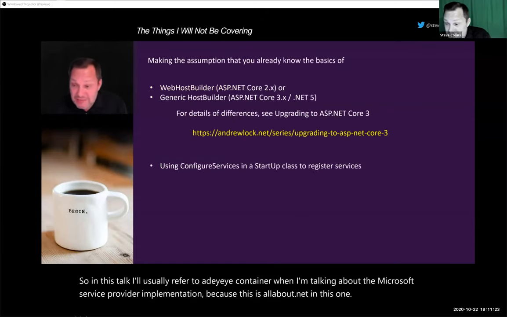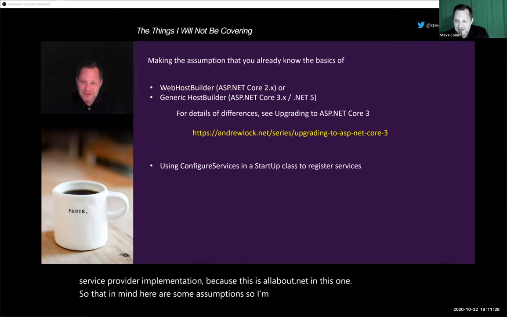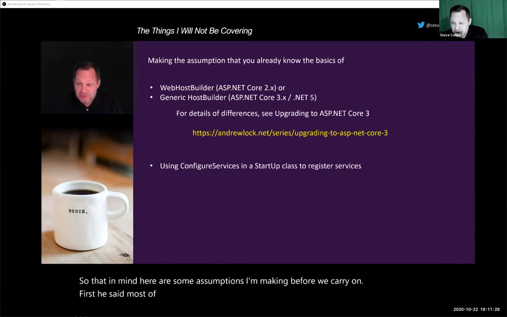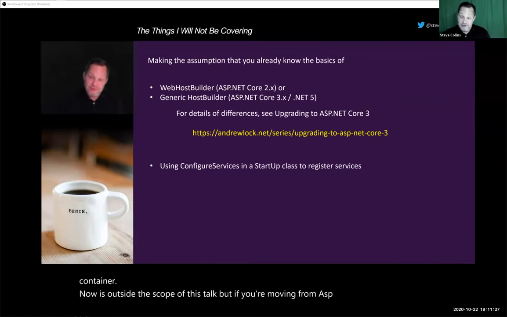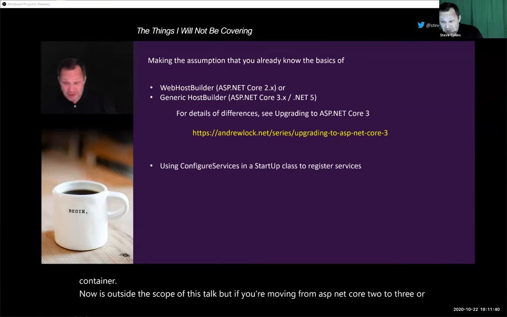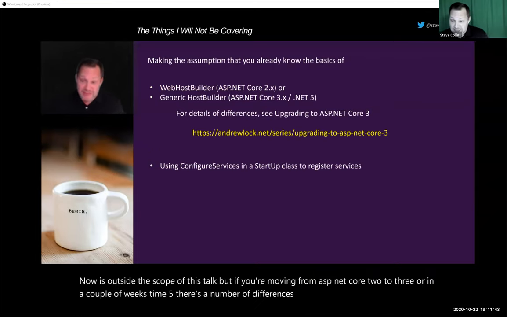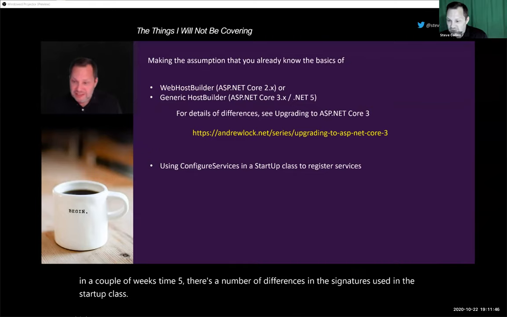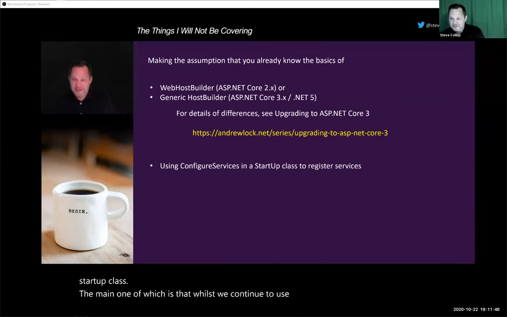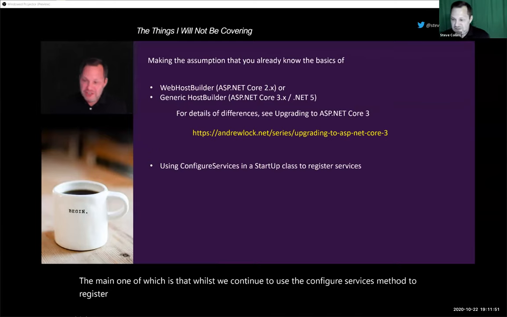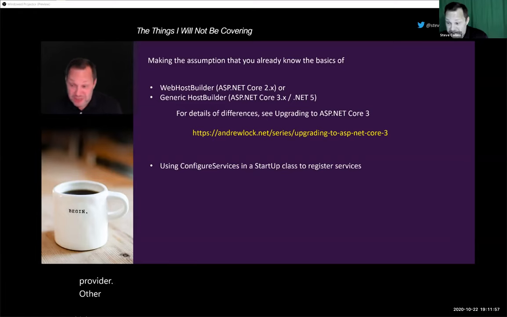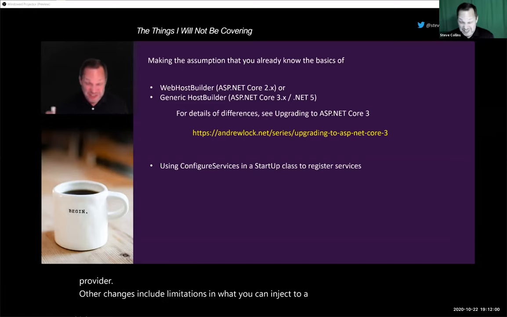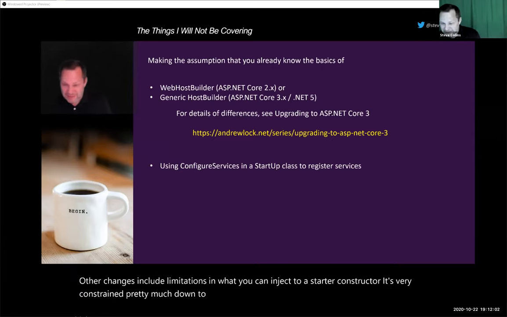So with that in mind, here are some assumptions that I'm making before we carry on. First is that most of you will be using a host builder of one flavor or another to create the DI container. Now it's outside the scope of this talk, but if you're moving from ASP.NET Core 2 to 3, or in a couple of weeks' time, 5, there's a number of differences in the signatures used in the startup class. The main one of which is that whilst we continue to use the ConfigureServices method to register services, we no longer use BuildServiceProvider at the end to return a service provider. Other changes include limitations in what you can inject into a startup constructor. It's very constrained, pretty much down to configuration and logging bits and bobs like that.